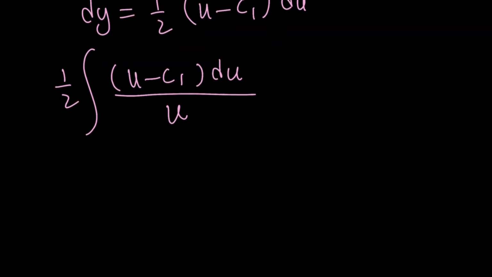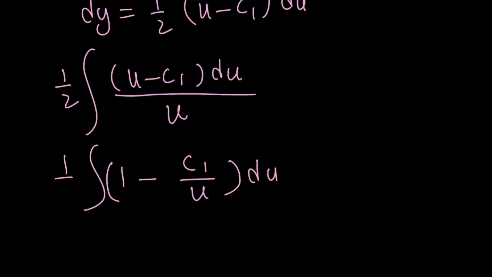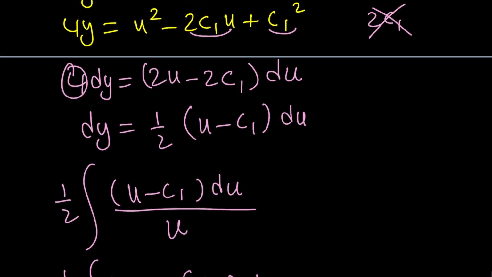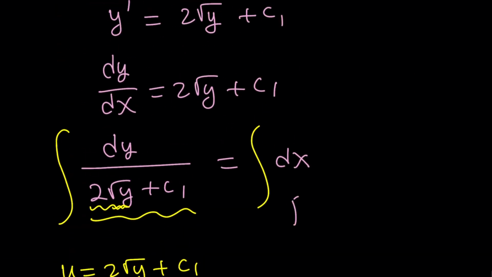Now we can go ahead and separate this into two pieces. U over u is 1, and this is c1 over u, and then du. Of course, at the end, I have to multiply everything by 1/2. Now, how do you integrate 1 with respect to u? It's just u, right? 1 du is u integrated. And c1 over u, 1 over u is ln, so we're going to write this as ln u, right? And then, of course, I have to put the 1/2. I'm not using a constant yet, because I do have another integral on the right-hand side. That's where I'm going to use it.